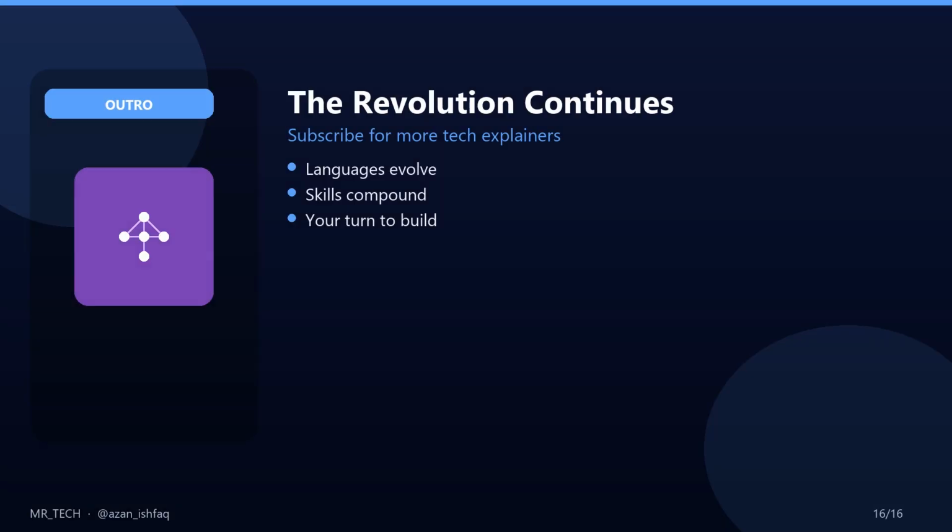From assembly to Fortran, from COBOL to C, from C++ to Java, from JavaScript to Python, from SQL to Rust and Go, every language was an answer to a limitation of its time. That is the programming language revolution.